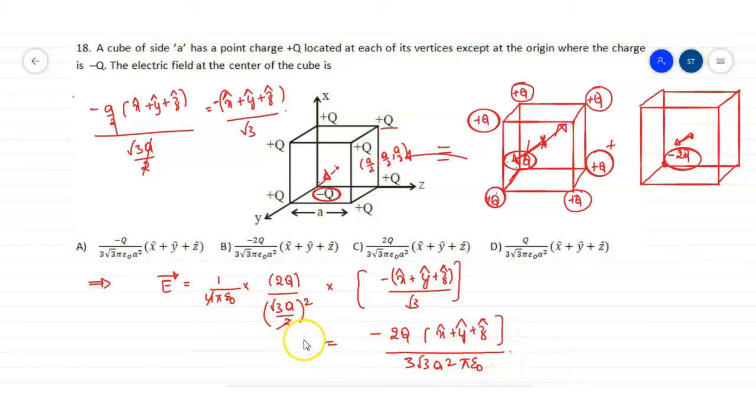Pi into epsilon naught. Now compare it with the given options. Option B will be the correct option to the given question.